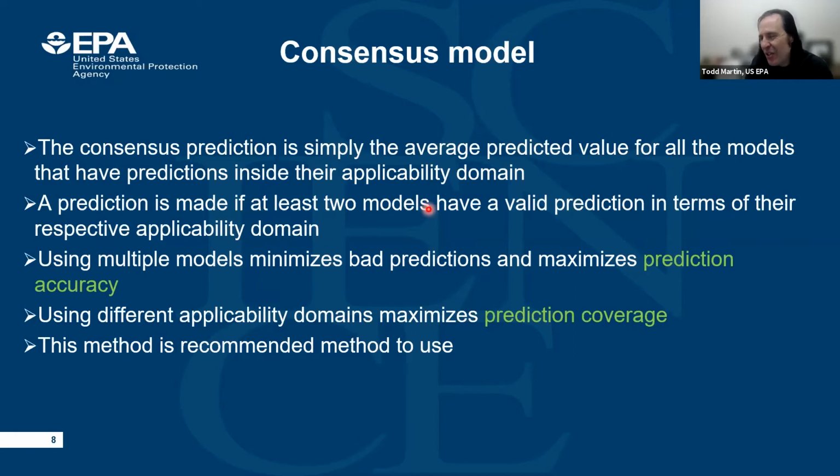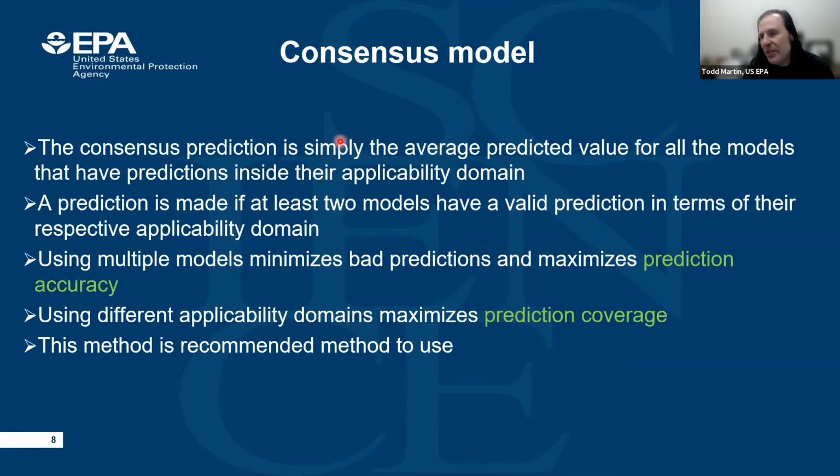Because in some cases you could have a chemical with a really exotic structure, and only one of the models makes a prediction because it's inside the applicability domain. So this second bullet point makes sure that we don't have a really exotic chemical. We only want to make a prediction if at least 2 of them made a prediction.